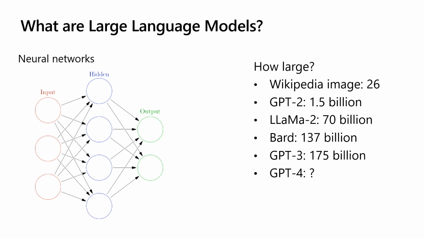GPT-2 has 1.5 billion, and you can see it grow and grow. Llama 2 is an open source model from Meta with 70 billion. GPT-3 has 175 billion. These are massive, massive models. There's a question mark by GPT-4 because they haven't actually published exactly how many parameters are in GPT-4. Some people have guessed it's over 1 trillion. Who knows? But they're growing, and you can see they grow a little bit exponentially.